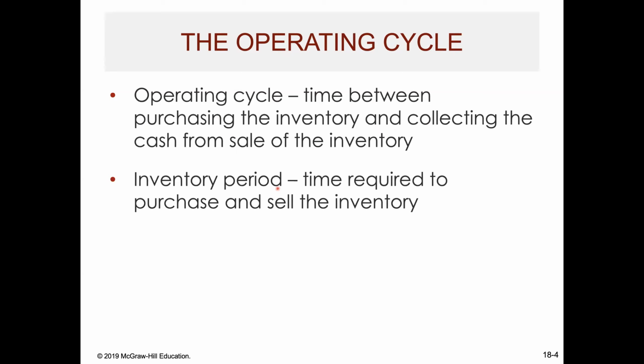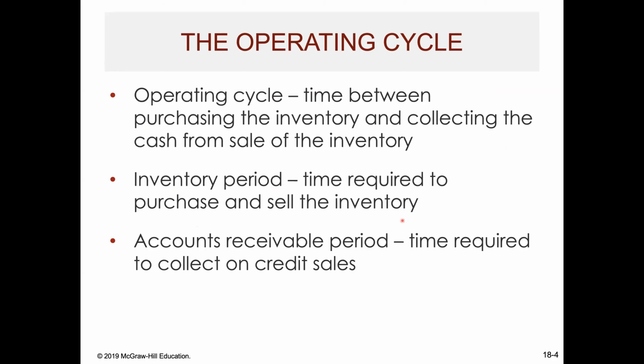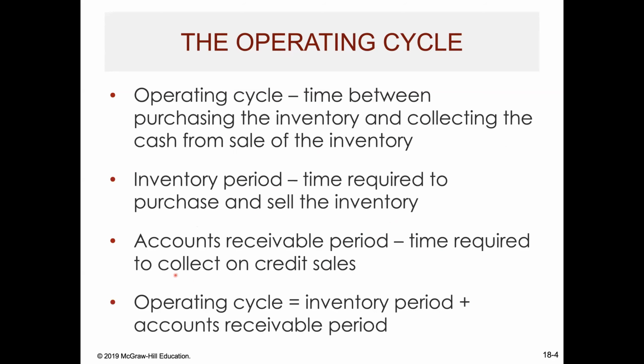Our inventory period is the time required to purchase and sell the inventory. Our accounts receivable period is the time required to collect on credit sales. So our operating cycle is made up of our inventory period plus our accounts receivable period. That's what we call our operating cycle.